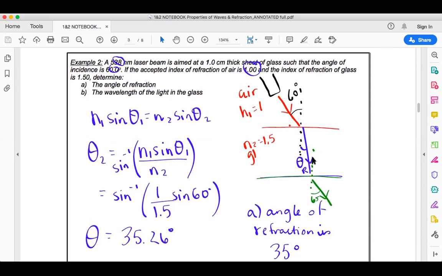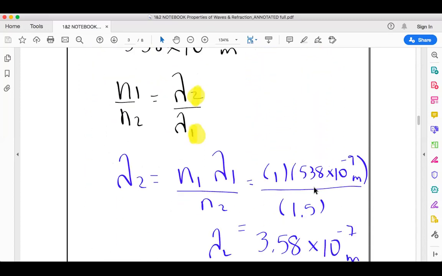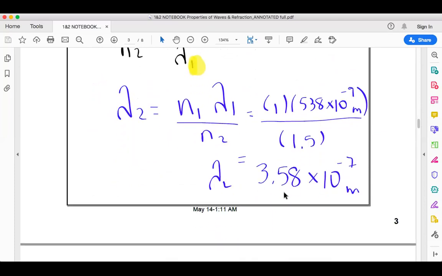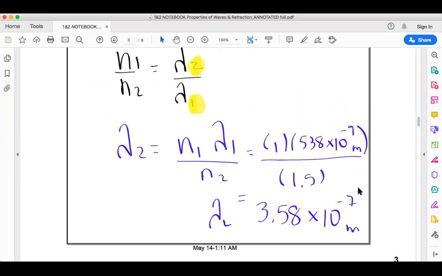But inside the glass, we use the ratio between the wavelengths and the ratio between the indices of refraction to solve for the second wavelength. And we get 3.57 times 10 to the minus 7 meters. I forgot to mention nanometers is times 10 to the minus 9. This is not quite small enough of a number to want to report it in nanometers.